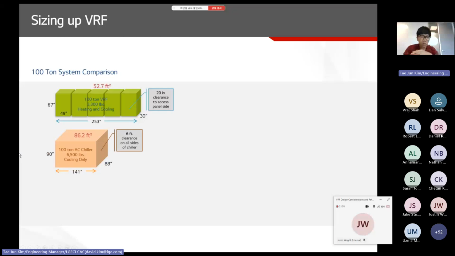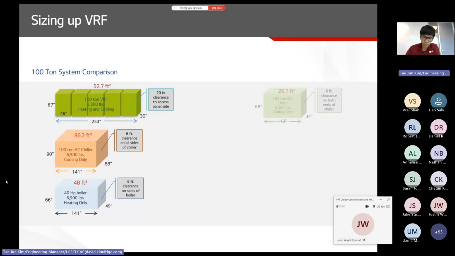On the flip side, if you go with a water source system, the 100-ton air-cooled chiller is around 86.2 square feet. The chiller itself is already significantly larger than the total combination of the 100-ton VRF system. But with chillers, not only do you need the chiller itself, you need the boiler, right? That adds additional square feet to an already bigger system.